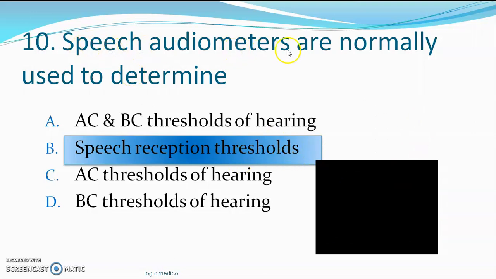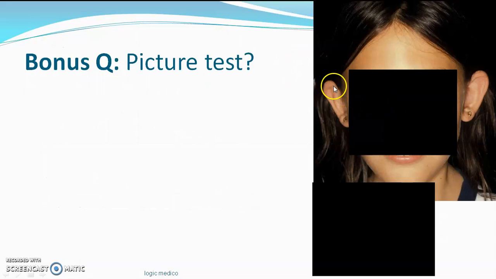Speech audiometers are used to note the speech reception threshold of a particular individual, so that a suitable hearing aid can be given to this person. So this test is done for that. Next, bonus test. Just observe this picture.